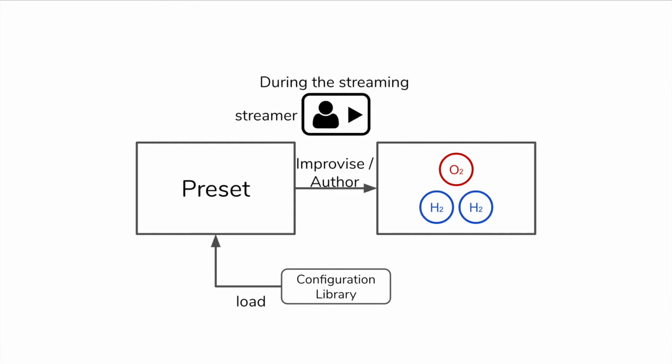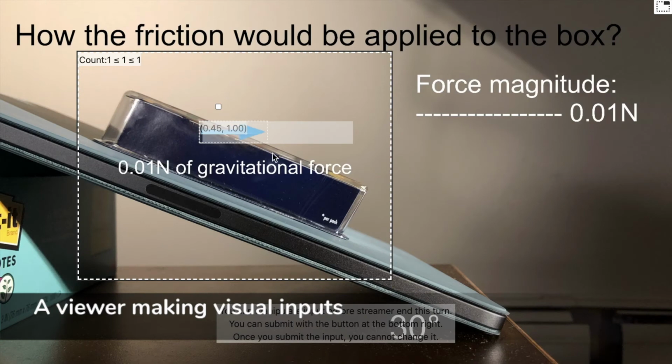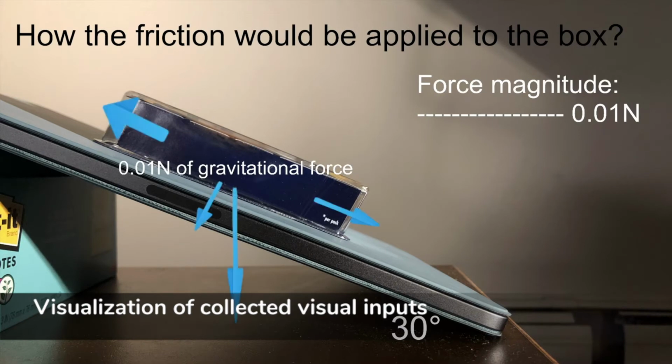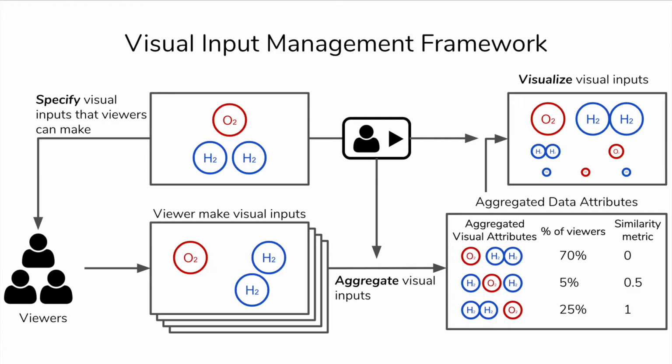Or, they can improvise this interaction during the lecture, starting from one of the presets provided by VisPoll. Another example is physics, where the streamer asks viewers to place an arrow indicating force on the real video. Viewer inputs are aggregated and visualized in a sensible way, with the width of the arrow indicating the number of people. Our framework, and VisPoll, enable these by allowing streamers to specify, aggregate, and visualize viewers' visual inputs. These viewer interactions can be configured during the streaming, or prepared beforehand and stored in the configuration library.